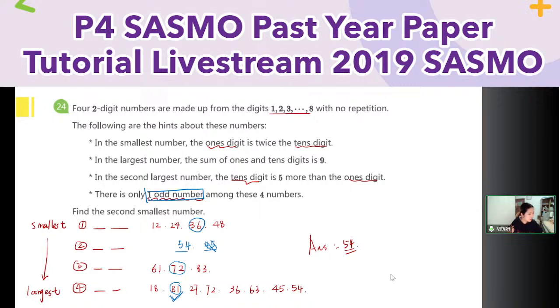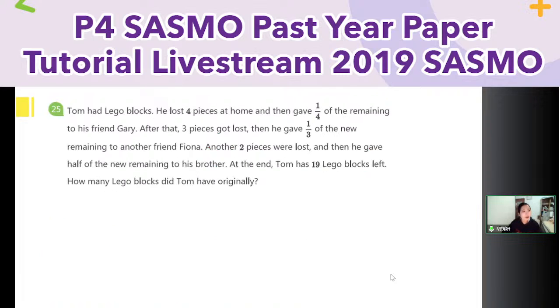So now this is question 24. And now let's take a look at the last question. Everyone, it goes like this. Tom had some Lego blocks. He lost 4 pieces at home and then gave a quarter of the remaining to his friend Gary. After that, 3 pieces got lost. Then he gave 1/3 of the new remaining to another friend, Fiona. Another 2 pieces were lost. And then he gave half of the new remaining to his brother. At the end, Tom has 19 Lego blocks left. How many Lego blocks did Tom have originally?